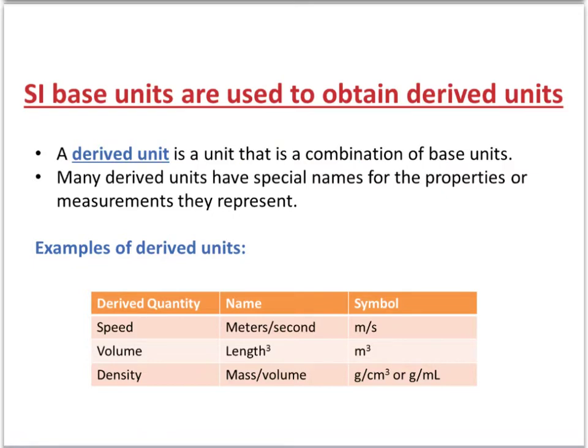Same thing for volume. Volume is equal to length cubed, so we measure that in meters cubed, whereas density is the amount of mass per volume, so our units for that are grams per centimeter cubed or grams per milliliter.